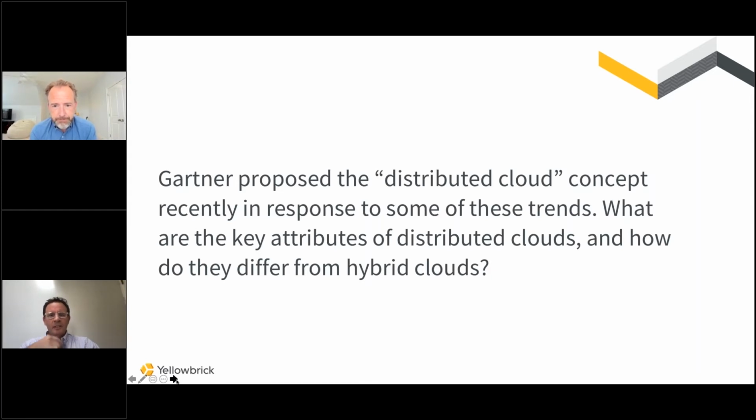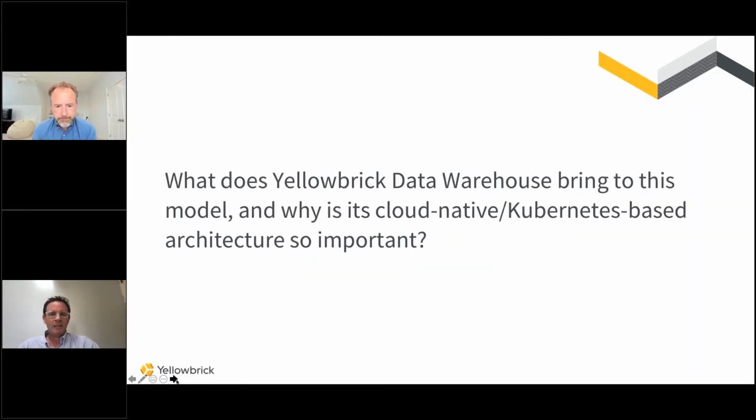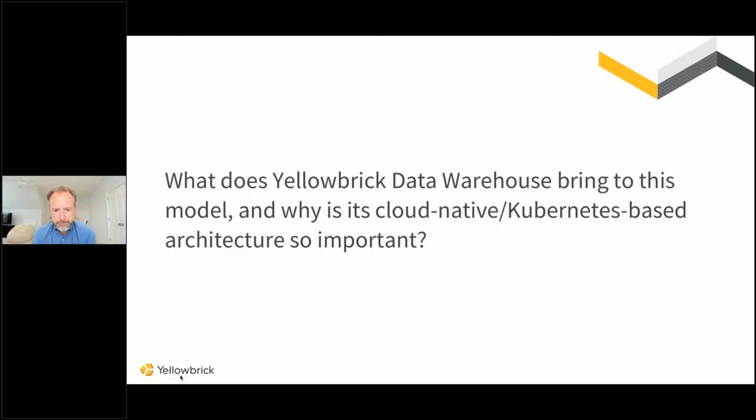So what I'm hearing is that the distributed cloud concept has arisen in response to the fact that data is becoming more distributed, not less distributed. We need our architecture, we need our data warehouses to accommodate that fact. What does Yellowbrick Data Warehouse specifically bring to this model? I know that the cloud native aspect is important here, but so is Kubernetes. Kubernetes is really the key, the word of the day here. Explain to us why that's so important.